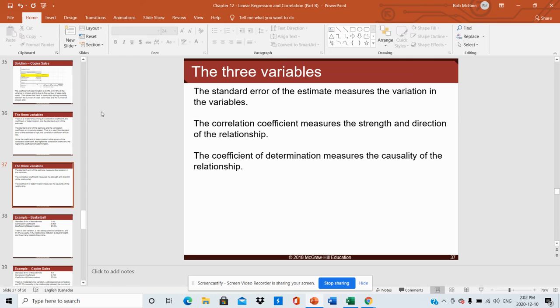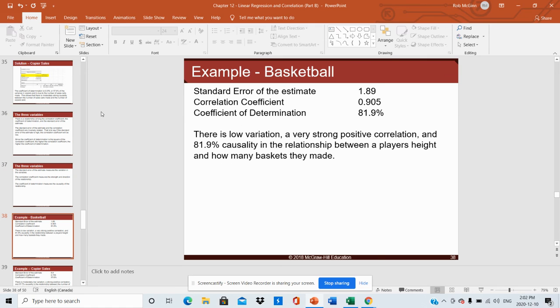So if we sum up our basketball example, our standard error of the estimate was 1.89, which is pretty low. And our correlation coefficient is 0.905, which is really high. And our coefficient of determination, 81.9%. So there is low variation in our data, a very strong positive correlation, and 81.9% causality in the relationship between a player's height and how many baskets they made. So this indicates a very strong relationship.